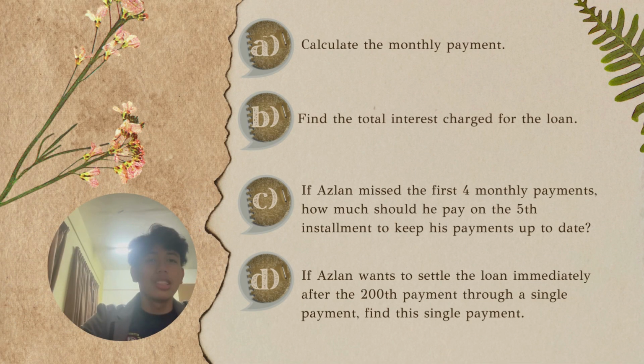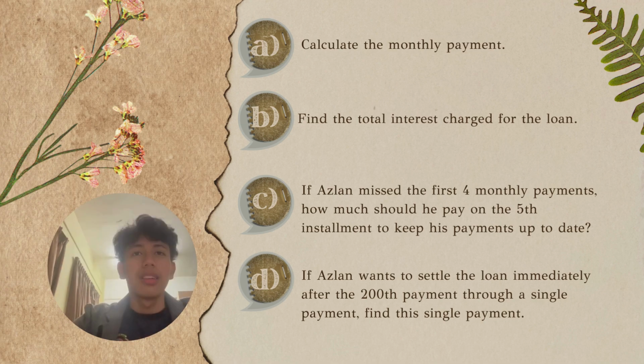Okay, now I will answer question 1. Azlan bought a house for 200,000 ringgit. He paid a down payment of 20% and took a loan that charged 6.5% interest compounded monthly to finance the balance. The loan is to be repaid over 20 years by monthly installment. Number 1, calculate the monthly payment.